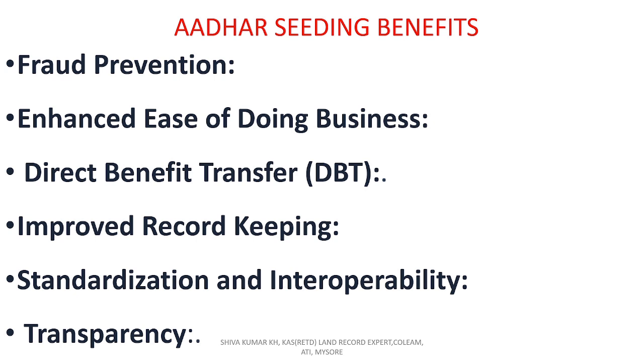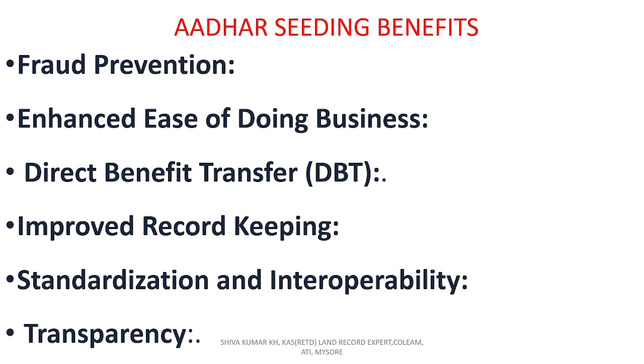And the second one is enhanced ease of doing business. Integrating Aadhar with a land record simplifies property transactions for citizens. This link reduces paperwork and streamlines administrative procedures, facilitating smoother buying, selling, or transferring of lands.